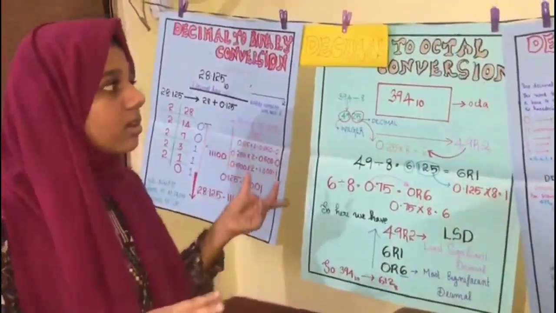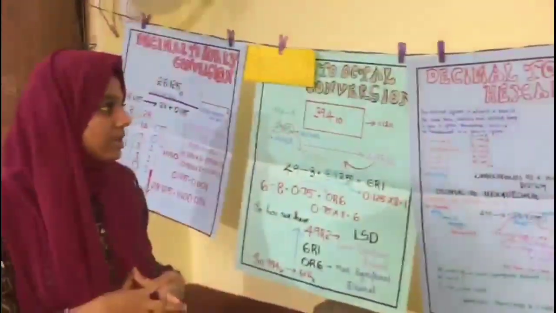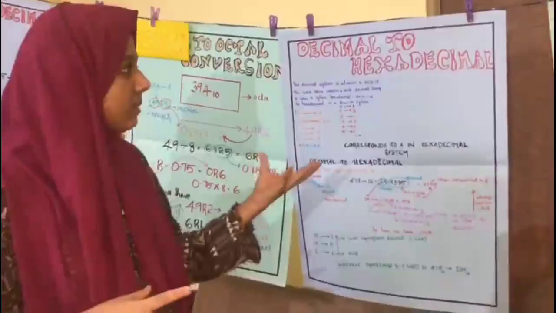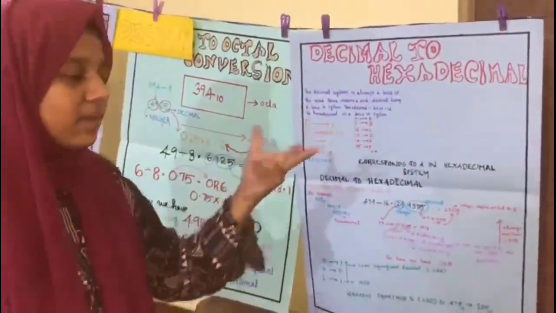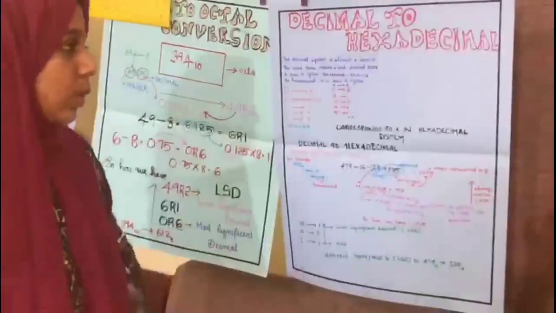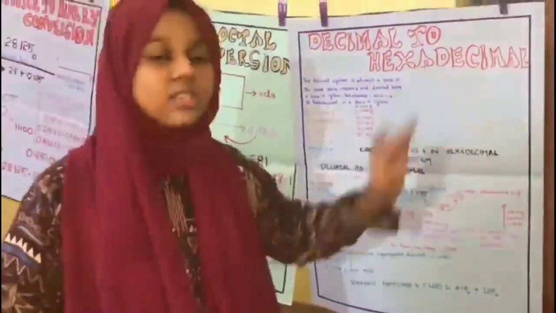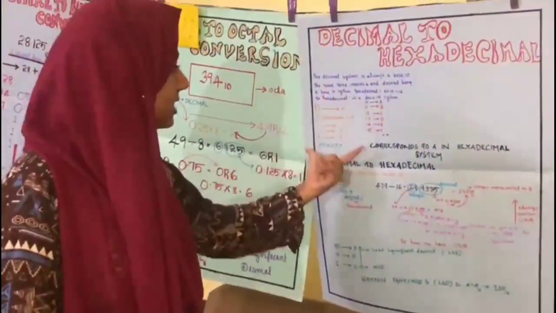Now we can move on to decimal to hexadecimal. What is hexadecimal? Hexa means 6, and decimal means 10. So its base number will be 6 plus 10, 16. So hexadecimal's base number will be 16. I just wrote some of the symbols here.